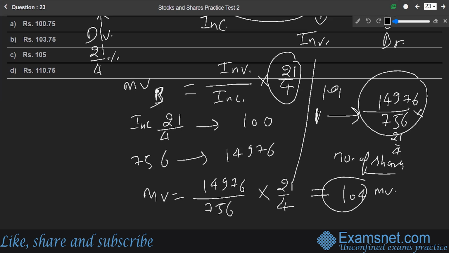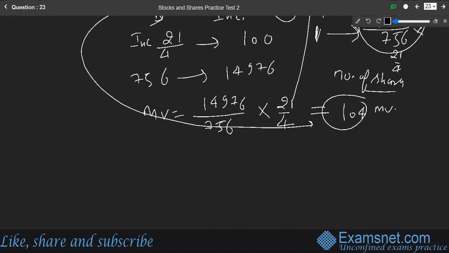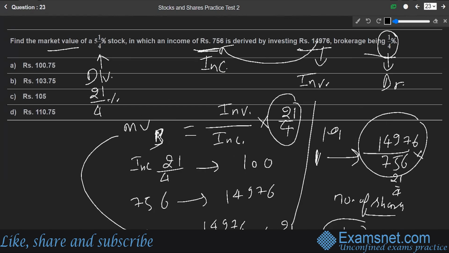So that is the market value of each share, but this includes the brokerage. Now we have to subtract the brokerage from it. Brokerage on each share was 1 by 4. So this is what we have to give to the broker. So the net market value without the brokerage, or the actual market value, is nothing but the market value with the brokerage minus the brokerage value. If you subtract, this value comes out to be 103.75 rupees. So that is the net market value, which is the right answer, which is available clearly in option number B.